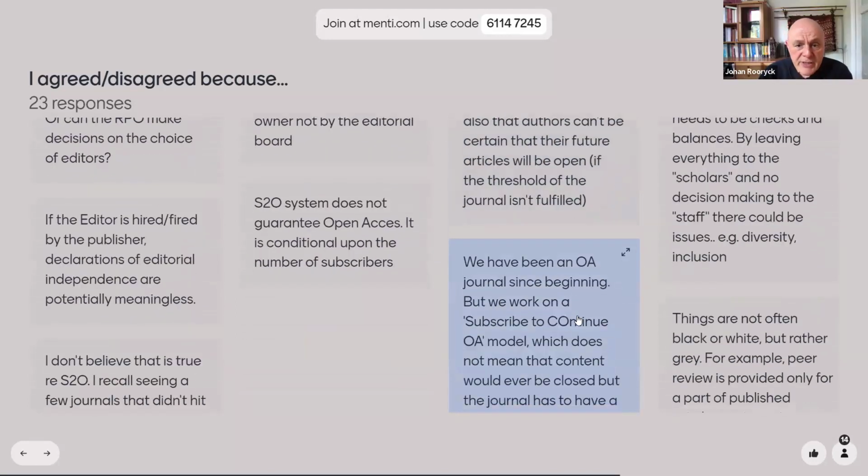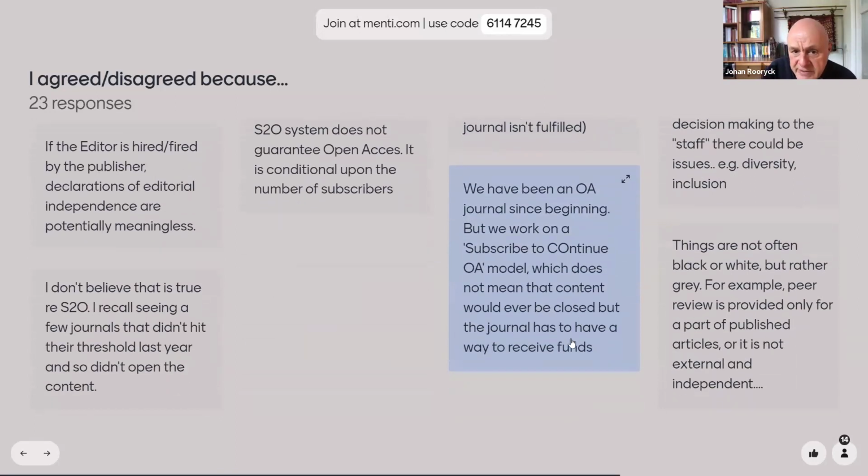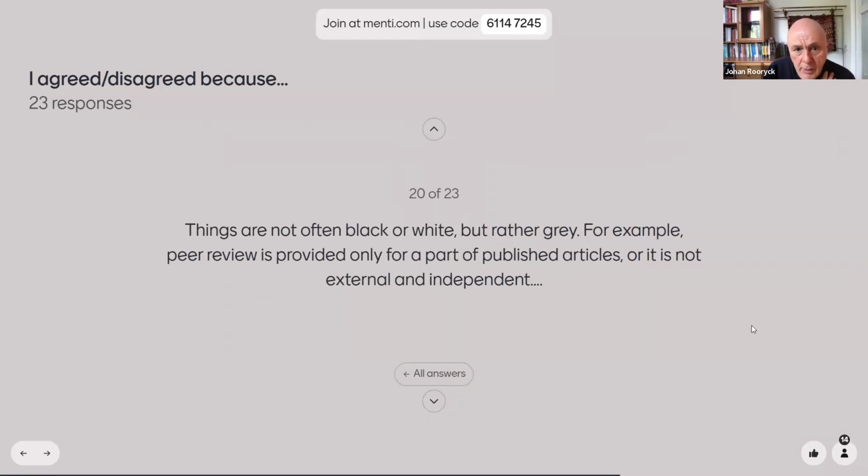Yeah, but that's why you mentioned the quotas, right? Can we come back to these? Things are not often black or white, because it's not that gray, I think.